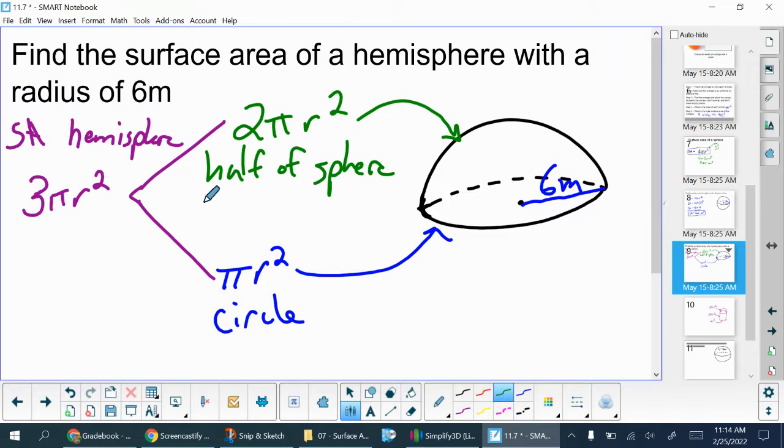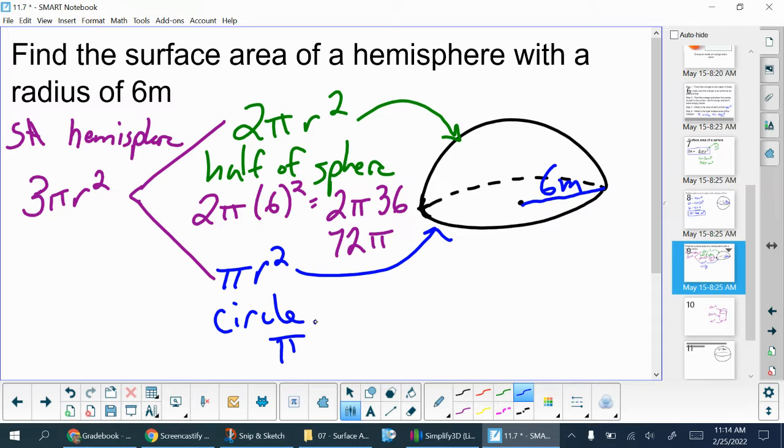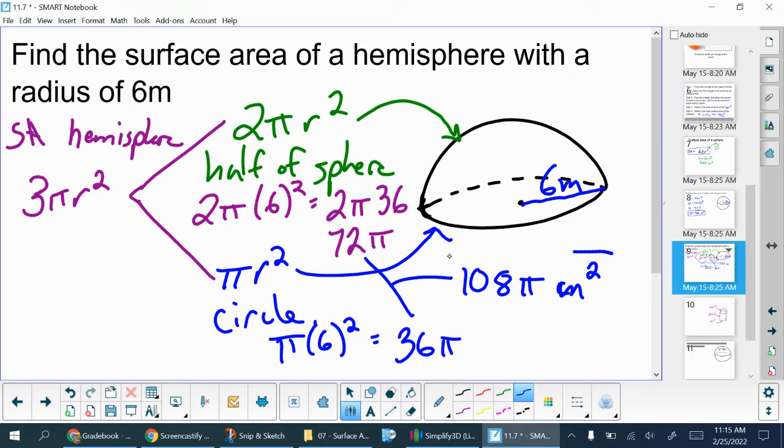So if I do the actual hemisphere, 2 pi times 6 squared, well, 6 squared is 36, so 2 pi times 36, and 2 times 36 is 72 pi. And I do the circle, it's just pi times the radius squared, well, 6 squared is 36 pi, and then I can add them together, and that will give me 108 pi meters squared. There we go.